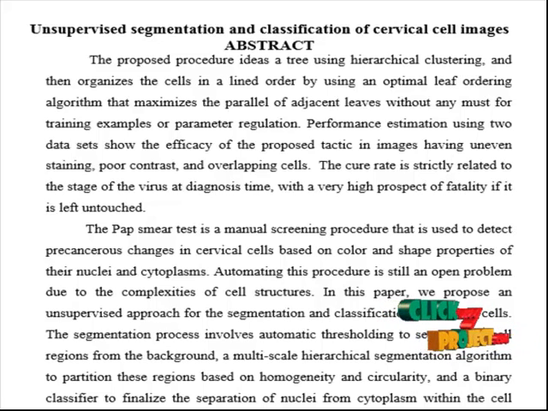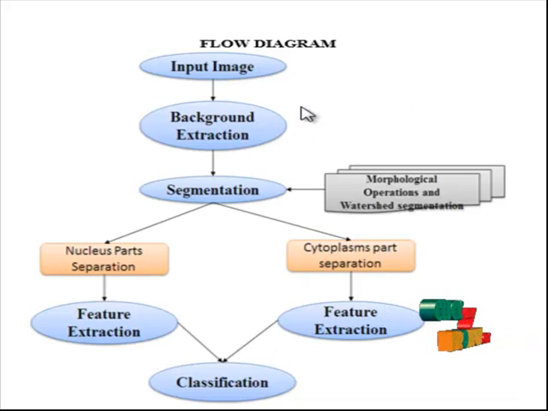The proposed procedure constructs a tree using hierarchical clustering and then arranges the cells in a linear order by using an optimal leaf ordering algorithm that maximizes the similarity of adjacent leaves without any requirement for training examples or parameter adjustment. Performance evaluation using two datasets shows the effectiveness of the proposed approach in images having inconsistent staining, poor contrast and overlapping cells. Let me discuss the flow diagram for our process.